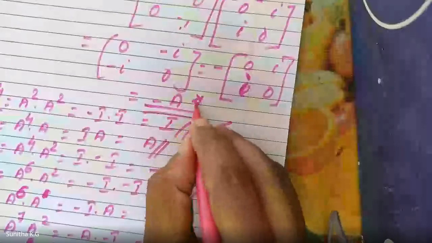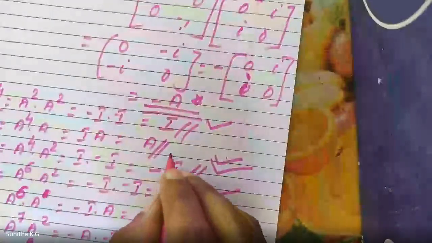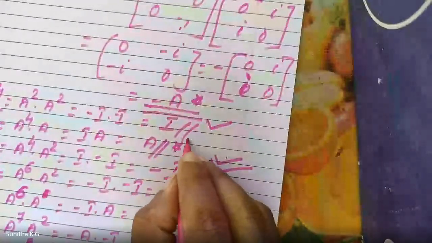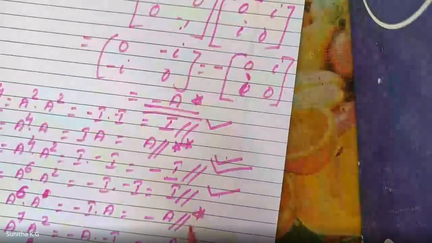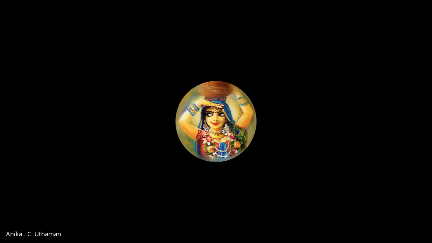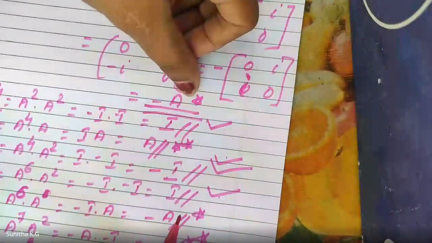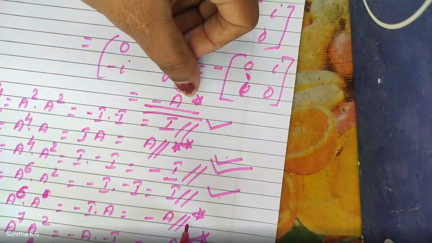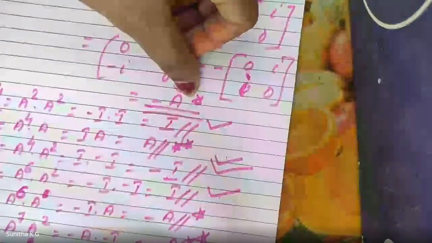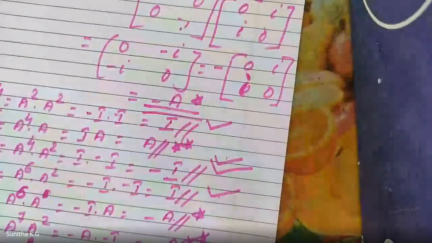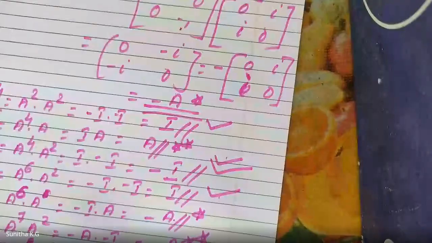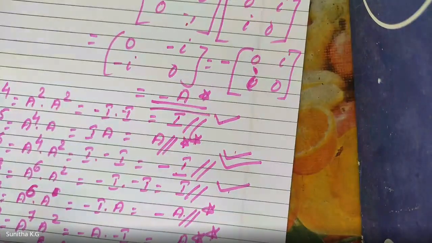Minus A. I will mark a star here. I will mark a single star for minus A and a double star for positive A. How many single stars have come? How many single stars are there? 2. So minus 2A. How many double stars in the 2A? 2. They cancel, right? Yes, teacher. Cancel. So minus I.